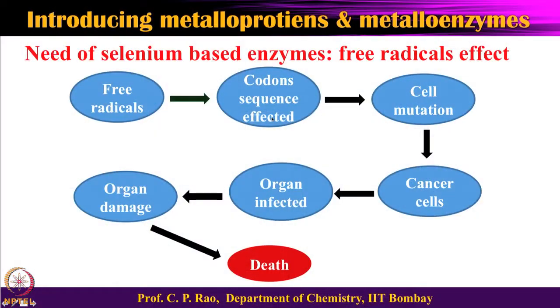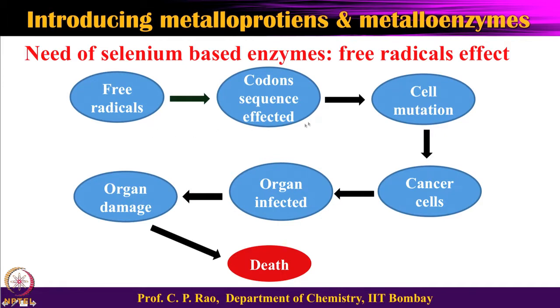What I was telling is that radicals are generated in the body because of the oxidative reactions happening, and unless these radicals are reduced, the tissue gets damaged. That is where you require the antioxidant property. So, the need of the selenium enzyme is very essential.